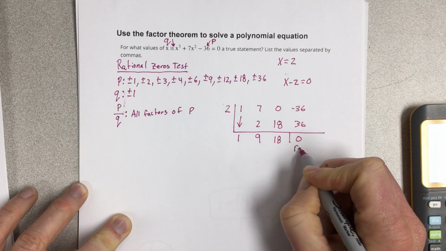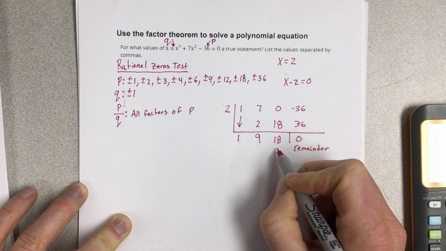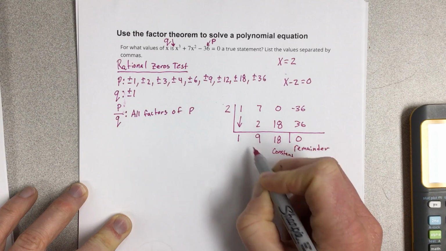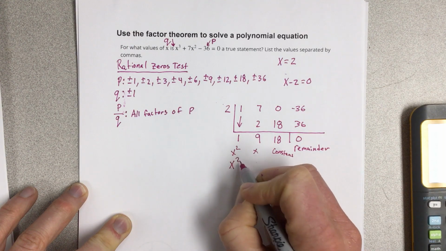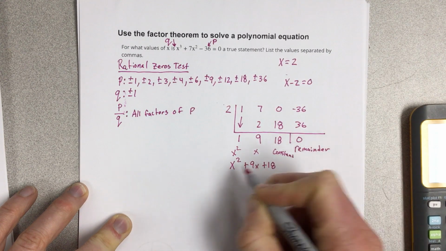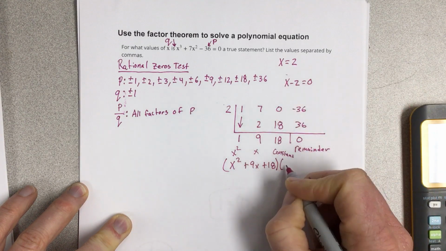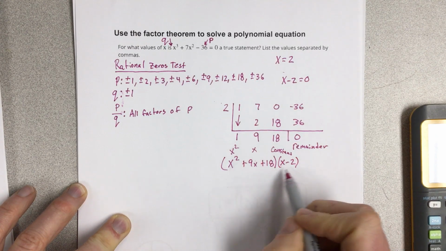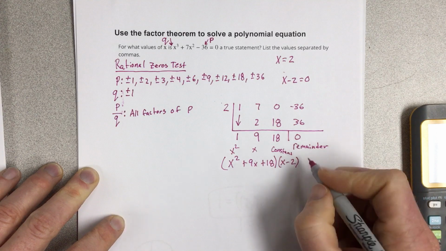So your remainder here is 0. Your constant here is 18. This is your x value, this is your x squared value. So you have x squared plus 9x plus 18. That's really being multiplied by this term x minus 2, because that's what we divided. And this is the original function, x cubed plus 7x squared minus 36.